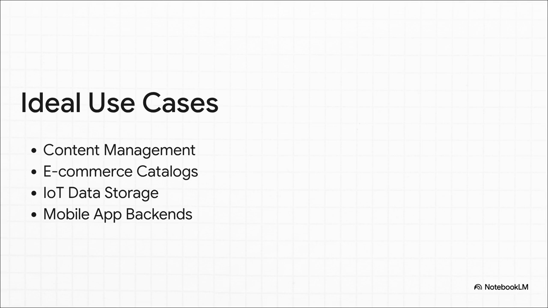First up, content management systems. Articles and web pages naturally vary in structure, right? Some have videos, some are just text. Second is e-commerce, dealing with those wildly different product attributes we just talked about. Third is IoT, the Internet of Things. Sensor readings and metadata vary constantly and need to be ingested super fast. And finally, mobile app backends and user profiles, where a free user and a premium user might have completely different data fields attached to their accounts.